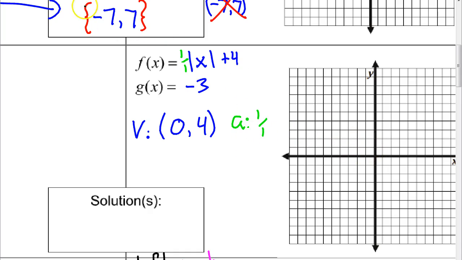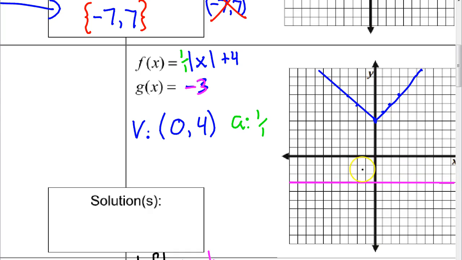So we're going to start at 0, 4, and up 1/1. Up 1/1. Remember, with absolute value, it's up 1/1 in both directions. There we go. And now graph -3.